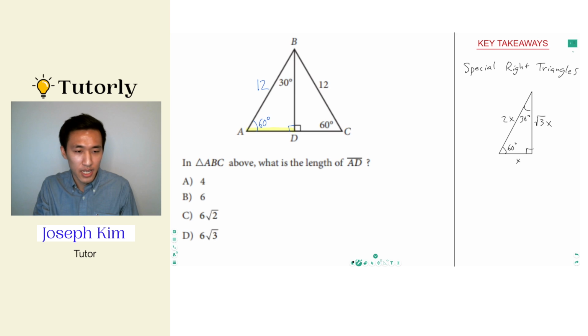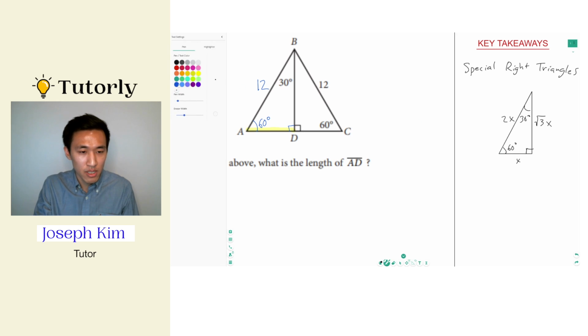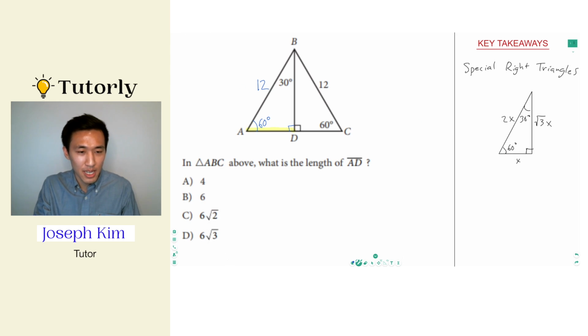So going back to our triangle ABD, we're given the hypotenuse to be 12, and we're trying to find the shortest leg. So using our reference, we see that to go from the hypotenuse to the shortest leg, all we need to do is divide by 2. So 12 divided by 2 gives us 6. And we have our answer. The length of side AD is 6.